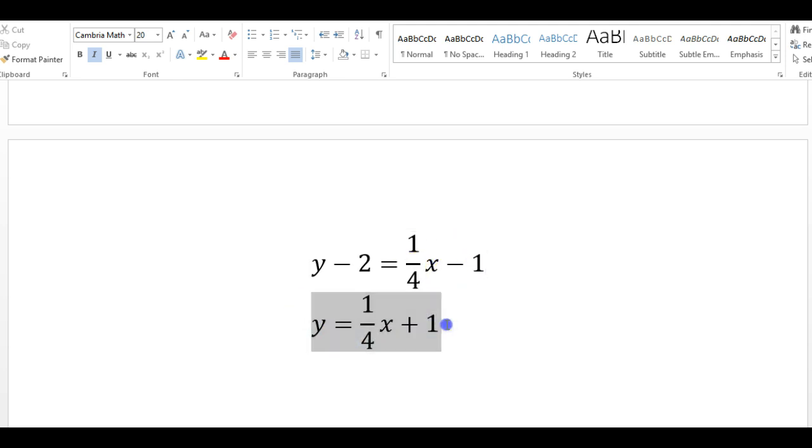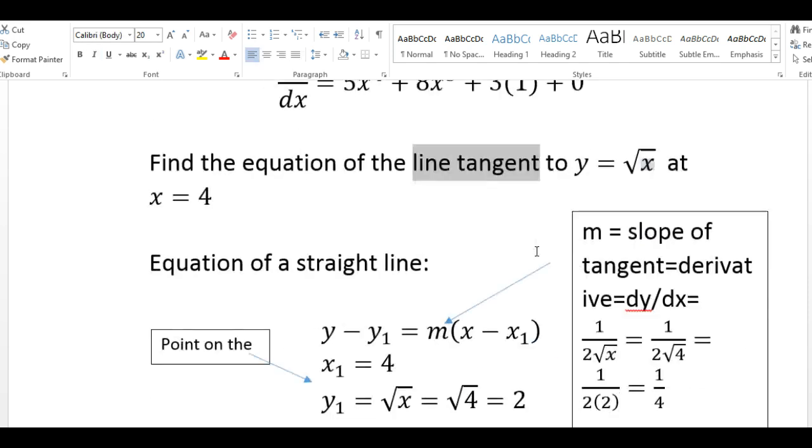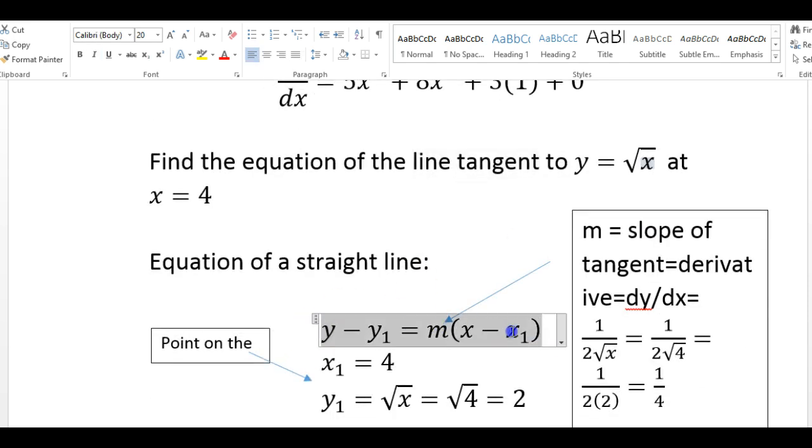This is the equation of a straight line, y equals mx plus b, and that is the equation of the tangent line. A tangent line is a straight line, so we just use this, and the main thing to remember is that m, the slope, is the derivative.